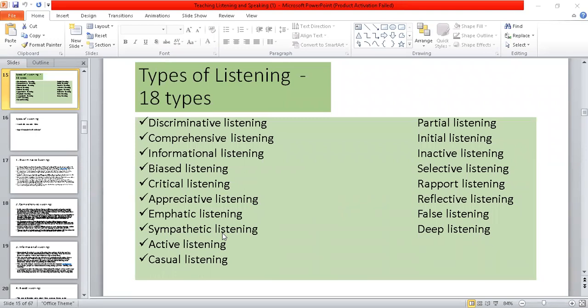Right. Ma'am, is it emphatic listening or empathic listening? It's empathic listening. So it is the practice of being attentive and responsive through the conversation.